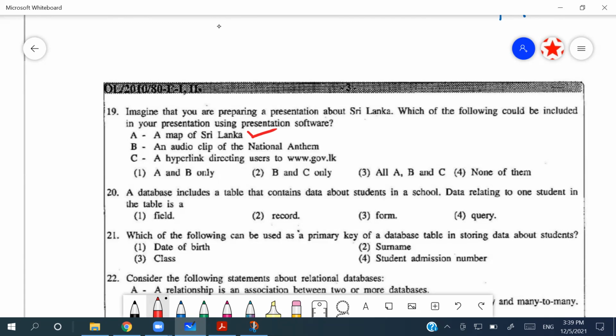Yeah, an audio clip of the national anthem. So it is an audio presentation, can add an audio clip as well. A hyperlink directing user to www.gov.lk. Yes, we can use a hyperlink as well, right? So yes, that is correct. So everything, all A, B, and C is going to be the answer for the 19th, which is the third one.